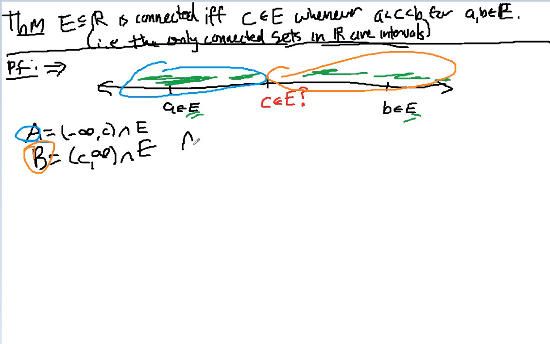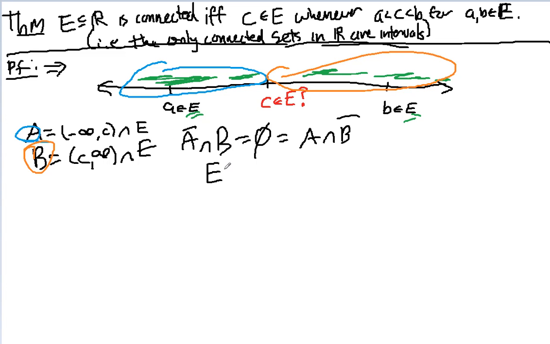So what do I know? I know that the limit points of A, which are basically going to be at most negative infinity to C closed, intersected with B, that's going to equal the empty set. And similarly, the limit points of B intersected with A are going to have to be the empty set. Which means that these two are separated sets.